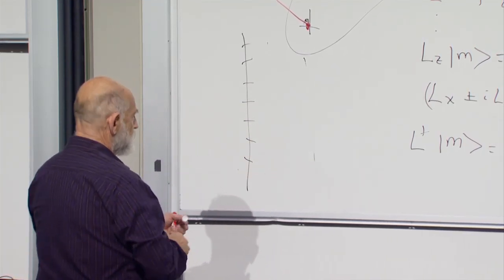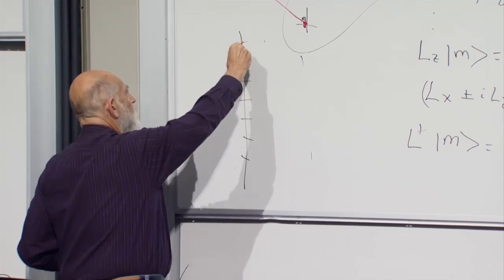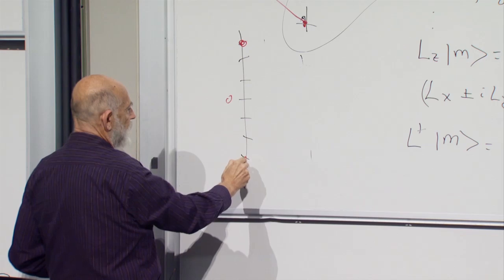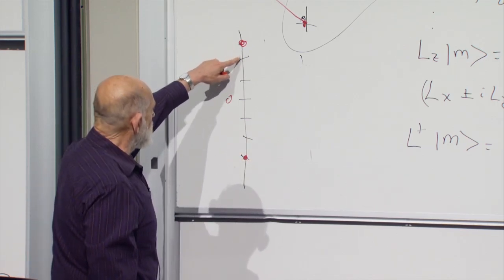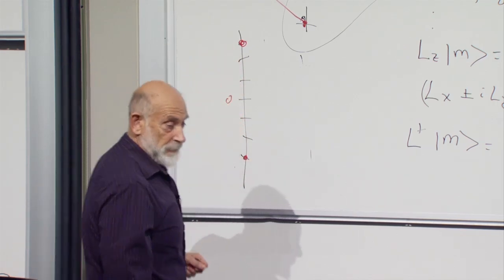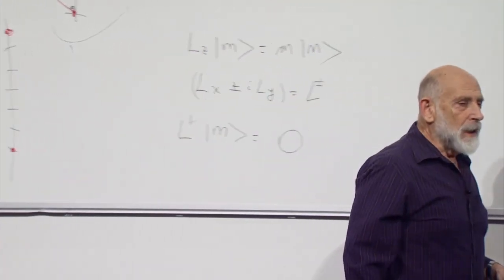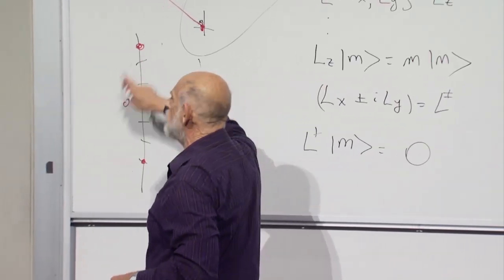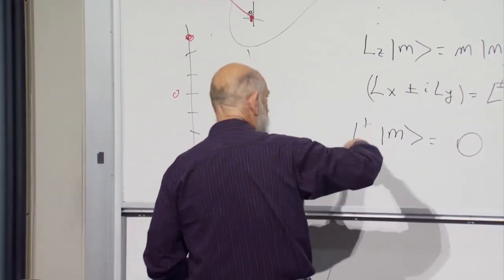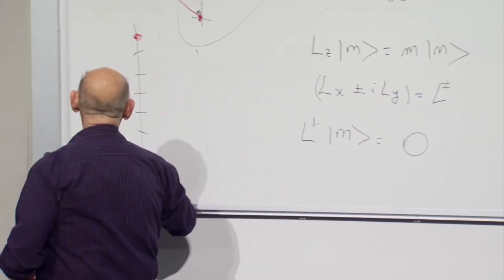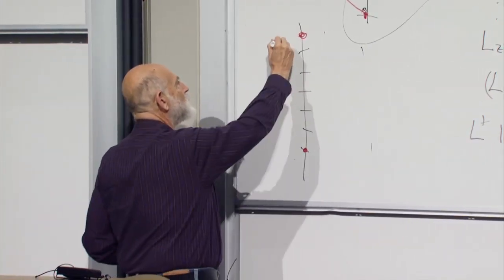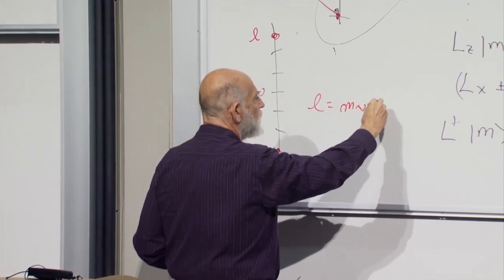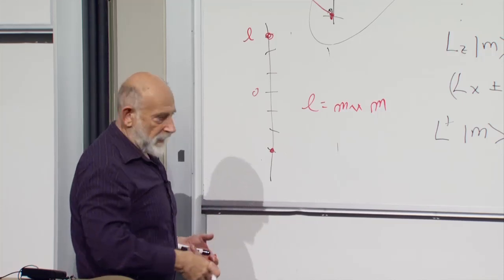All right. Could end over here. 0, 1, 2, 3, 1, 2, 3, end over here. So there'd be how many states? 1, 2, 3, 4, 5, 6, 7 states here. 7 possible states. The highest state has the maximum value of m before it's killed by the next action of the operator. The maximum value of m is called L. L equals the maximum value of m for that particular collection of states.